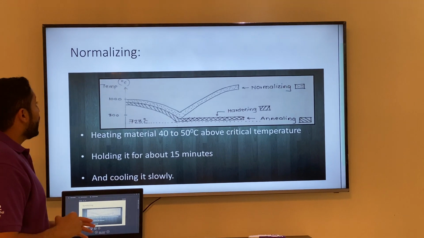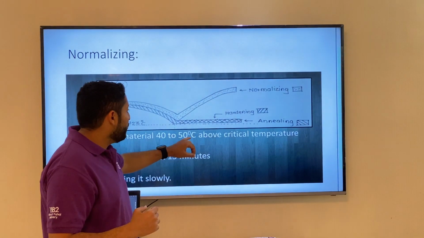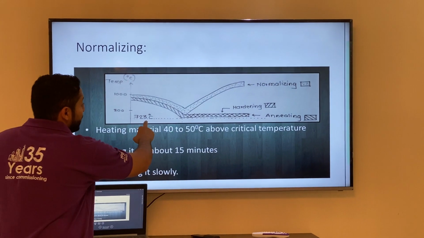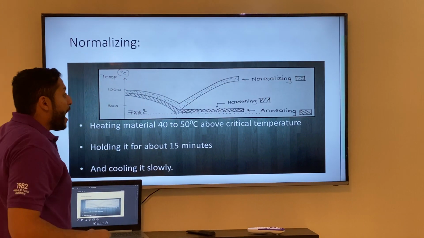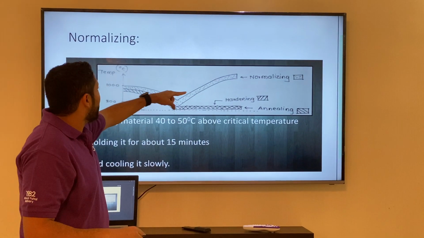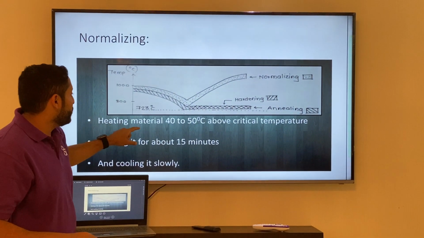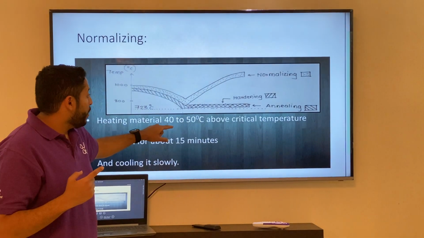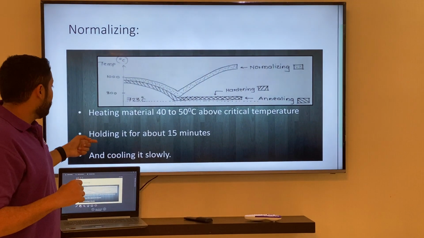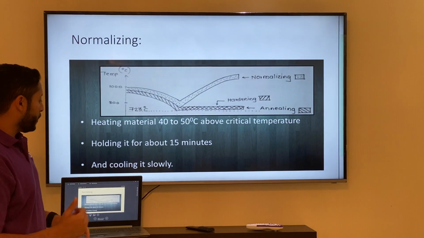If I want to explain normalizing, it means heating the material 40 to 50 degrees above the critical temperature. If you see here, the critical temperature is 723. Annealing and hardening are very close to each other, but normalizing is higher. See here, the temperature is also more than 1000 Celsius, because here it is mentioned: heating the material 40 to 50 Celsius above the critical temperature, holding it for about 15 minutes, and cooling it slowly.